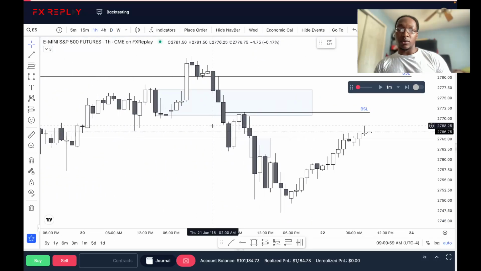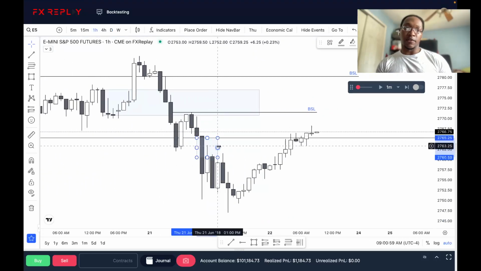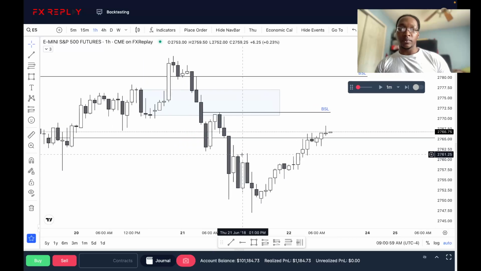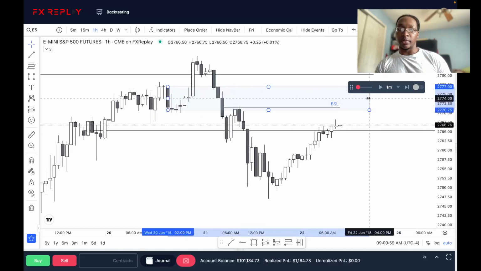Dropping down to the hourly. Nothing crazy significant at the moment, other than this breaker here.